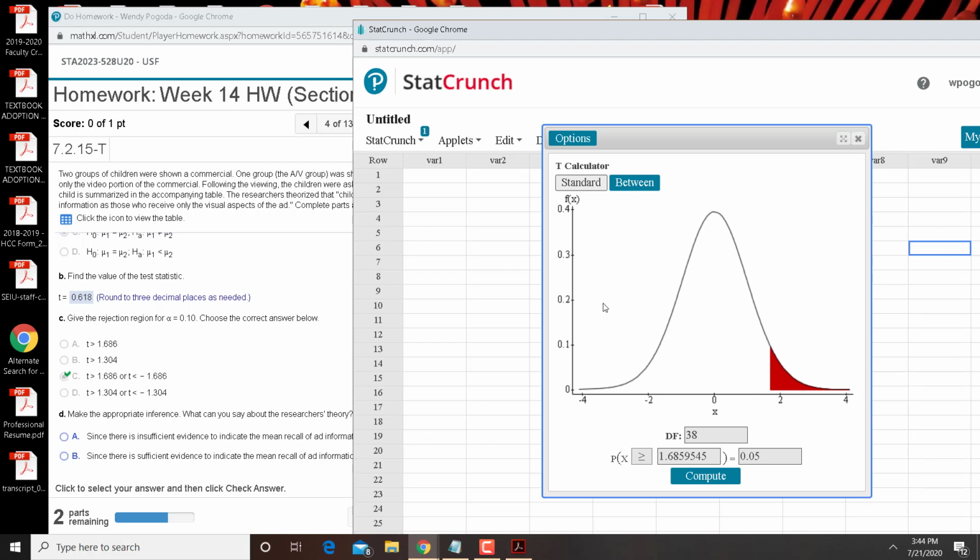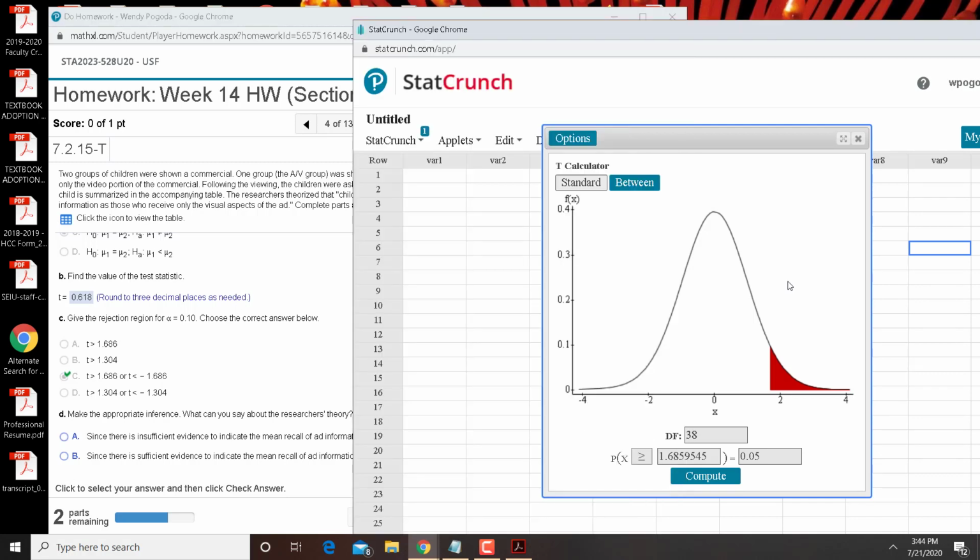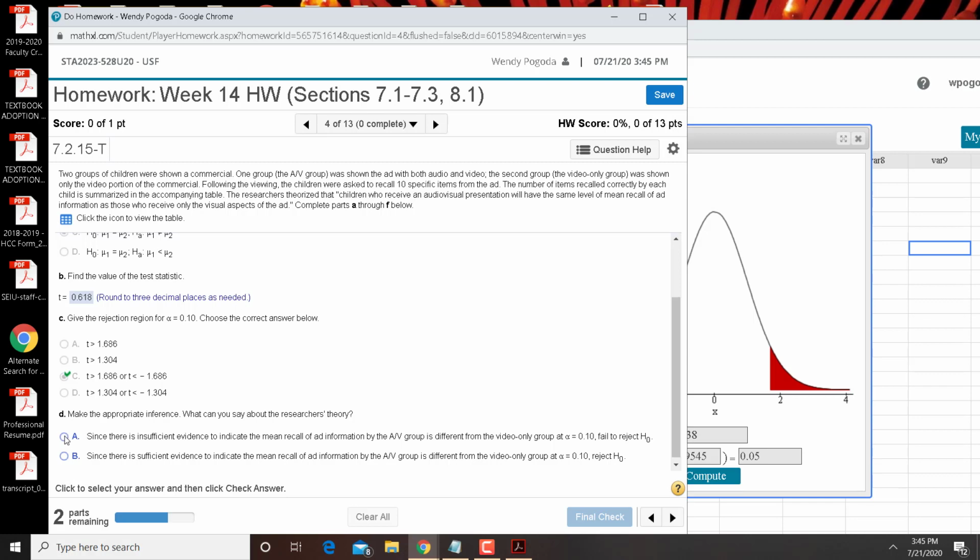All right, so either way, tables or technology can get you this answer. So we want to make the appropriate inference. Our test statistic was 0.618. Our critical value was 1.686. Roughly looking at this graph here, our test statistic is about here at like 0.6, and our critical value, our rejection region, starts over here. And mind you, there's also one on the other side, but that really doesn't matter since we're looking at a positive test statistic. Anyway, clearly our test statistic does not fall in the rejection region, so we're going to fail to reject H0, which means there's insufficient evidence that there's a difference between the two groups. So I'll select the insufficient evidence option.